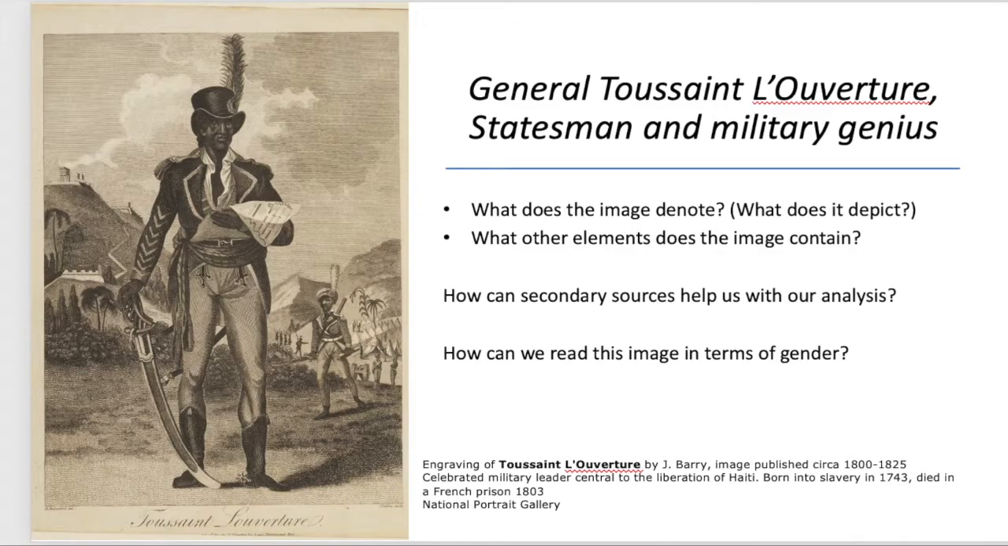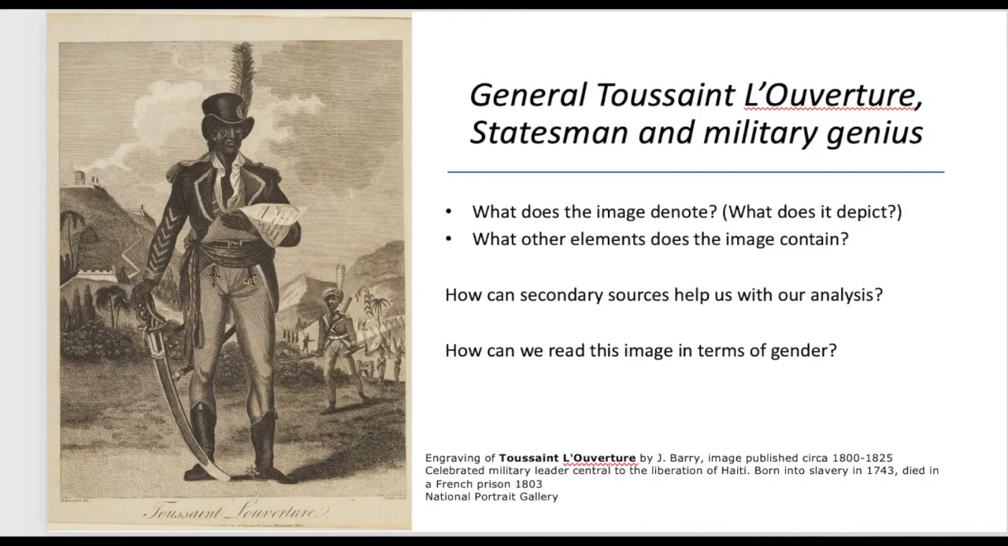Firstly, it's an engraving, which at the time it was made was a very popular form of image reproduction. This is where an image was engraved onto a surface, usually copper, and could then be reproduced relatively inexpensively. And this, of course, meant that the image was more accessible and could be consumed by a much wider audience than paintings, for example. So I'd be curious to know more about who would want to see and own an image of Toussaint and why. But let's get back to the image.